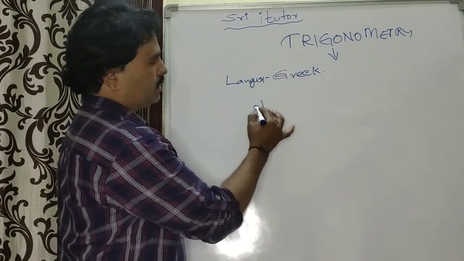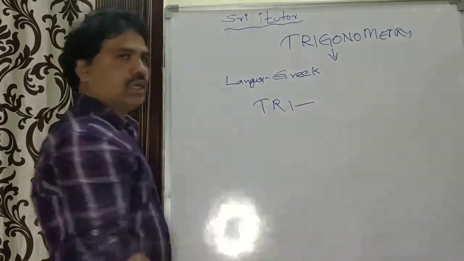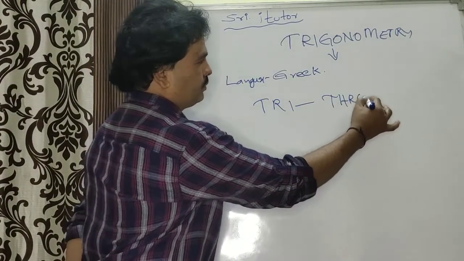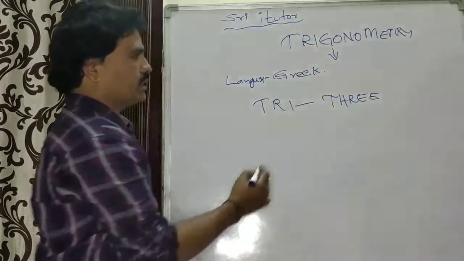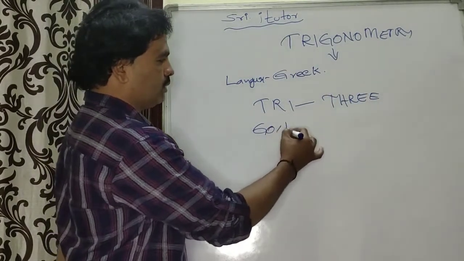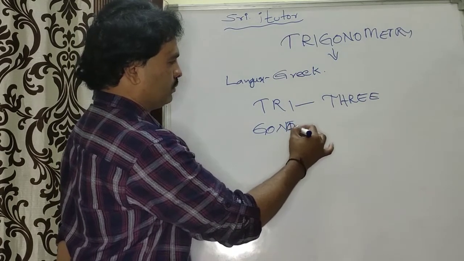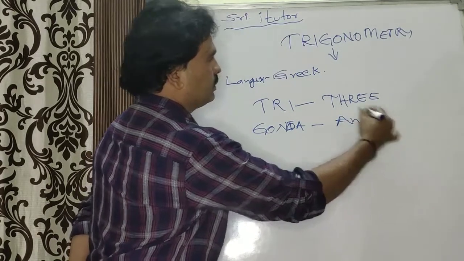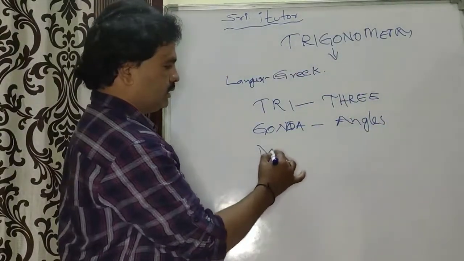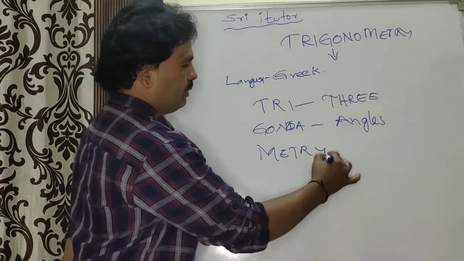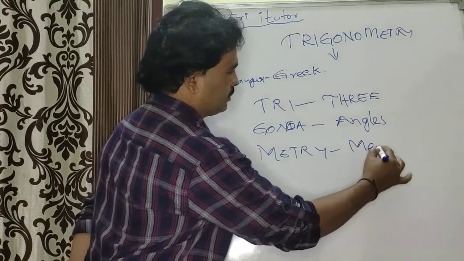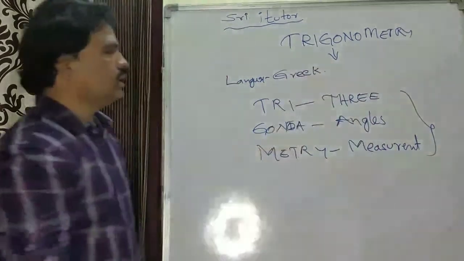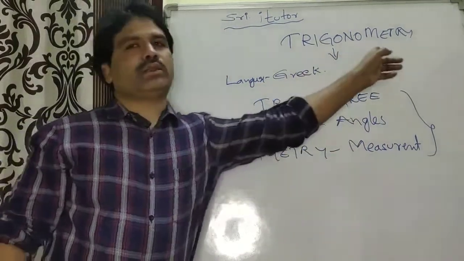So here, TRI. What is TRI? In general, TRI means 3. Next is gonia. What is the meaning of gonia? Gonia means angles. The last one is metry, M-E-T-R-Y. Metry means measurements. So because of three angles measurement, that's why it is called trigonometry.